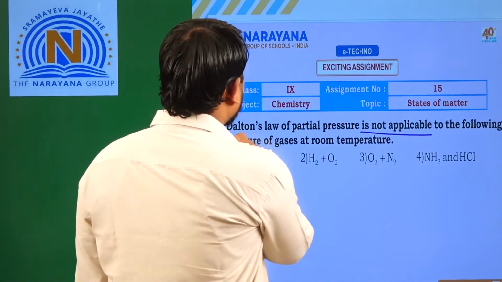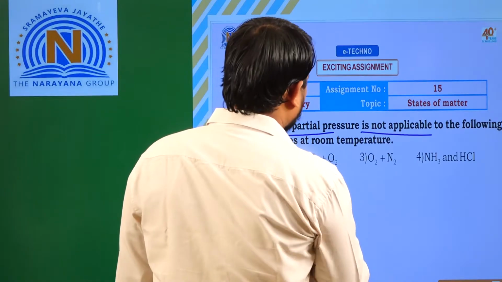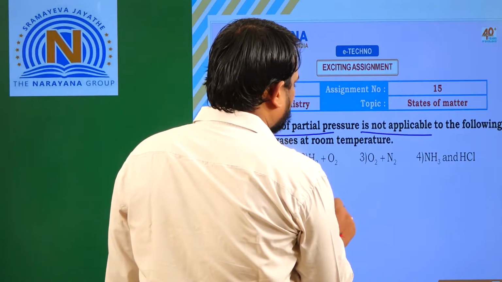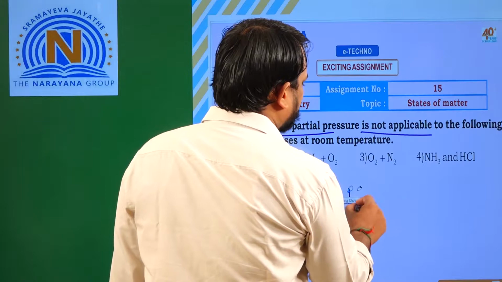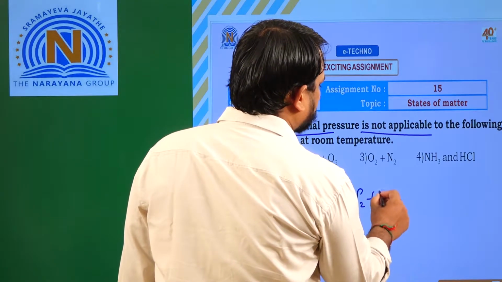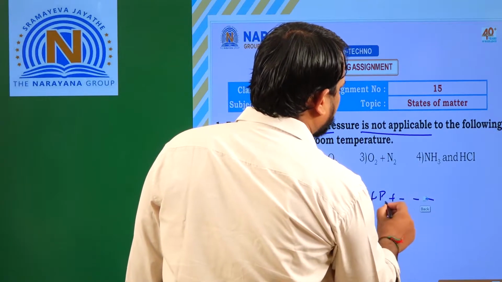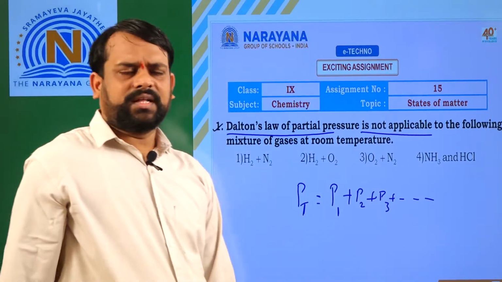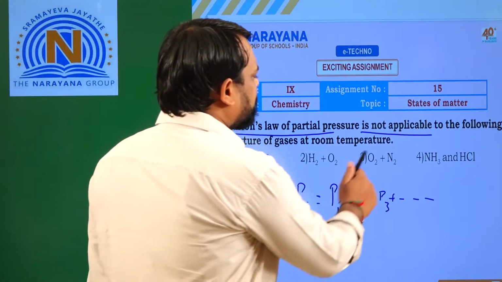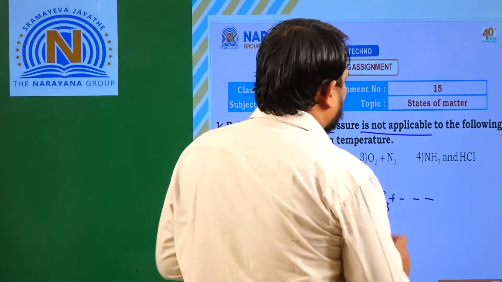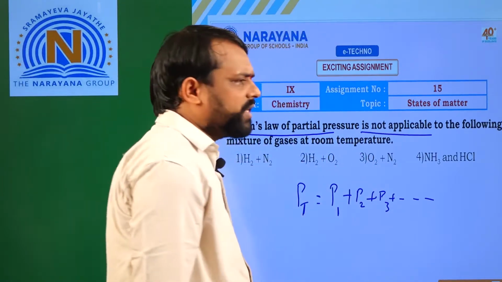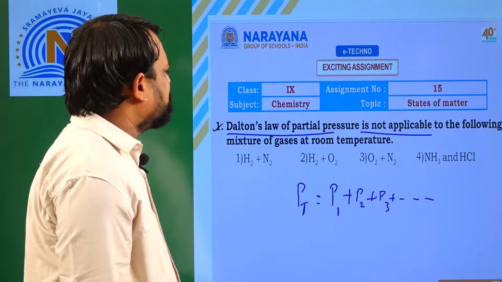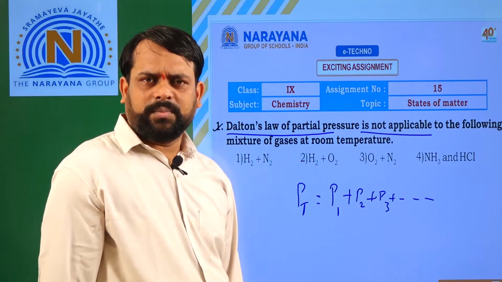Generally, according to Dalton's law of partial pressures, the total pressure is equal to the sum of the partial pressures of all the gases, but here the condition is compulsory: the gases will not react, that means non-reactive gases only. If those gases are reacting, this Dalton's law of partial pressure will not be applicable.